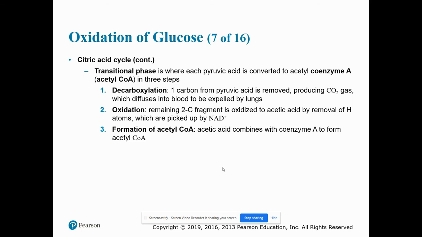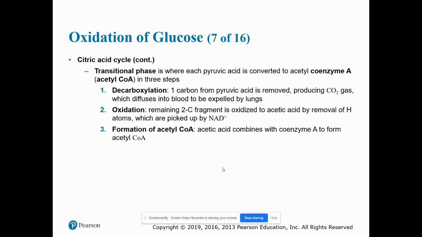The transitional phase is where we're going to convert pyruvic acid to acetyl-CoA, or acetyl coenzyme A, and this is going to occur in 3 steps. The first step, 1 carbon from the 3-carbon pyruvic acid is going to be removed, and it is going to produce carbon dioxide, which is going to diffuse into the blood and then be expelled by the lungs.